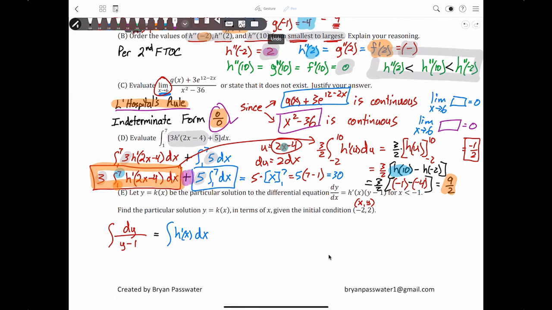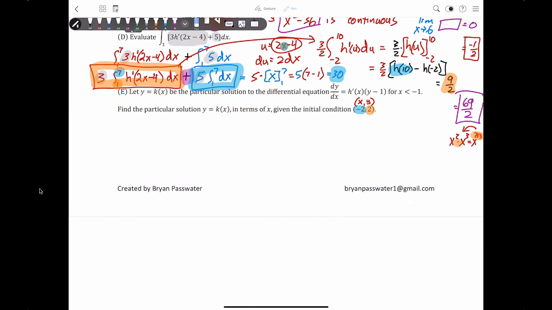Let me use a different color. This 30 is right here, and it's going to be added with the 9/2. So you could just say 30 and 9/2, or if you wanted to get common denominators, let's multiply by a form of 1, because right now it's a denominator of 1. So we have common denominators. We'll say 2 over 2, which will get 69 over 2. So 69 over 2 is the value of this integral in general.